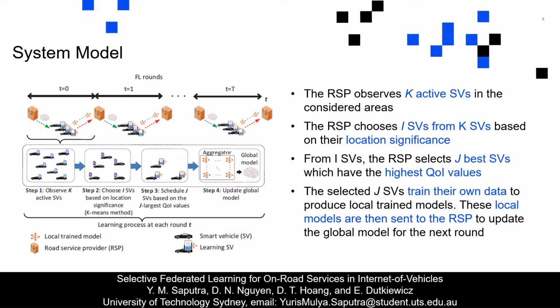In this system model, we can observe that at each learning round, there are 4 steps to complete the FL process.